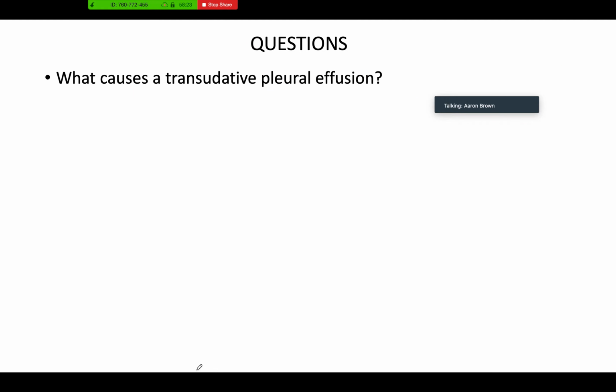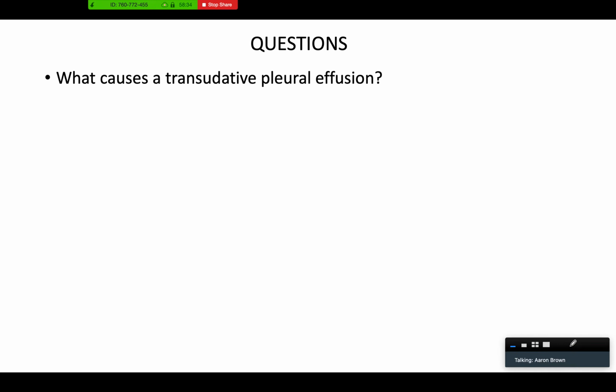Okay, so we have some rapid fire questions here. What causes a transudative pleural effusion? Okay, so transudate versus exudate. This is an idea that we didn't really go over too much because I wanted to go over it quickly here. When I talk about transudate and exudate, what does that make you think of? What is one more associated with versus the other? Transudate and exudate. Does that remind you of anything? If not, that's okay. Good. Yes. So it's all about the proteins.